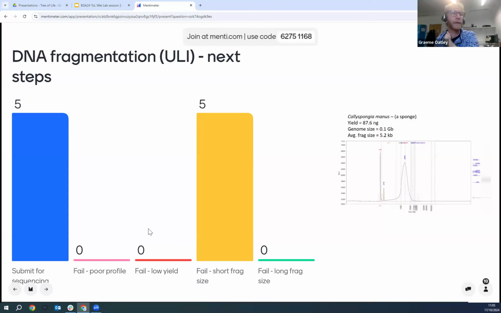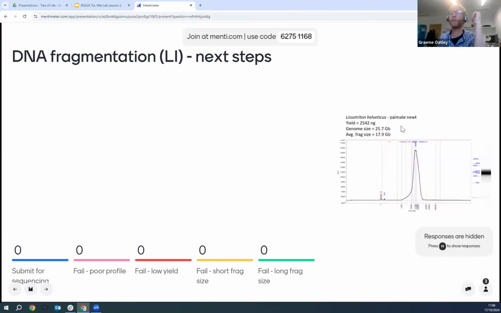One more slide there. Yeah, so here's another HMW fragmentation from the palmate newt. A yield of 2,500 nanograms, genome size of almost 26 gigabases, and average fragment size of 17.9 kb.